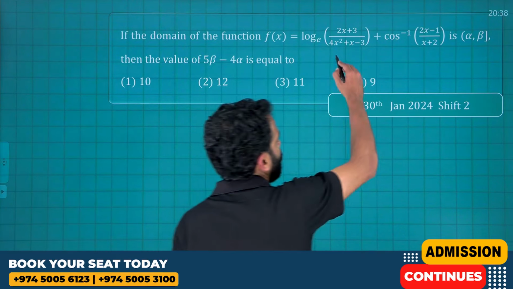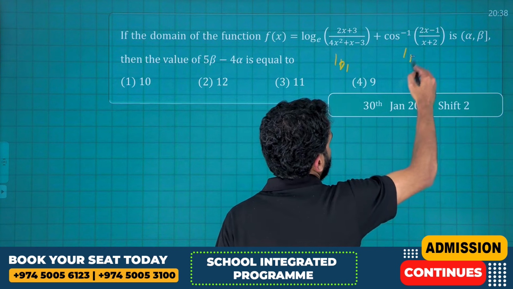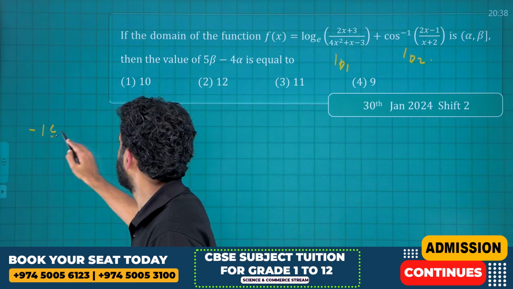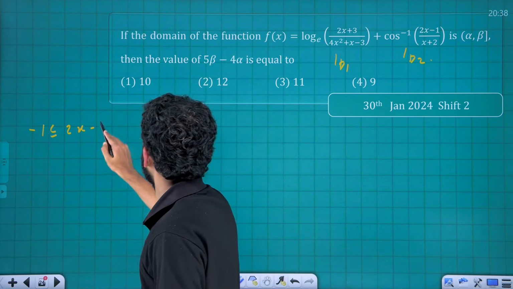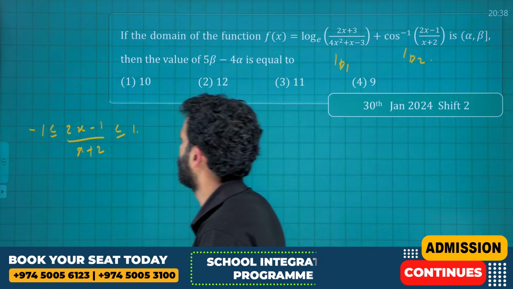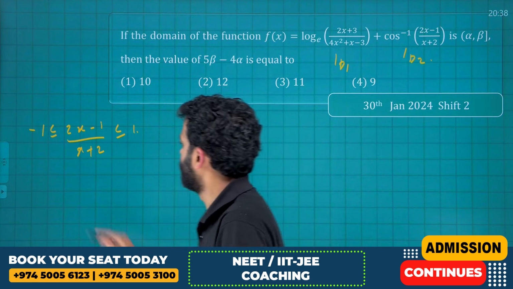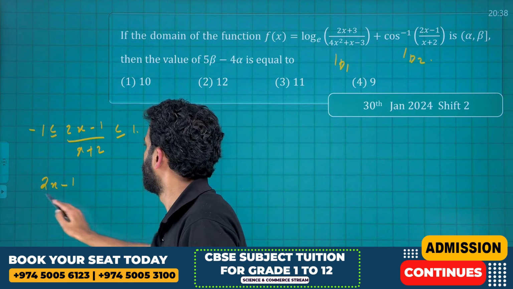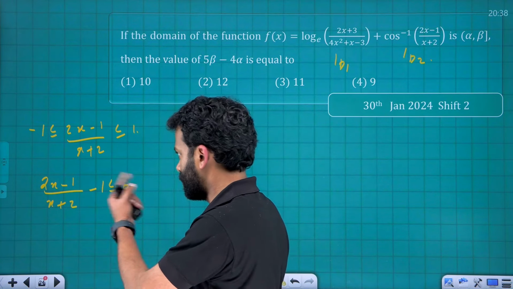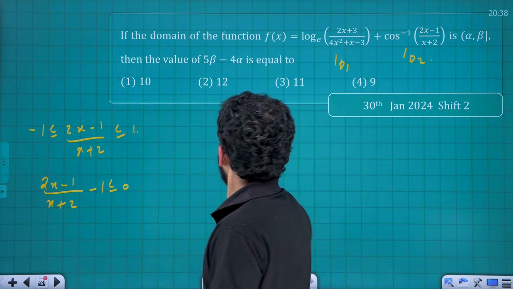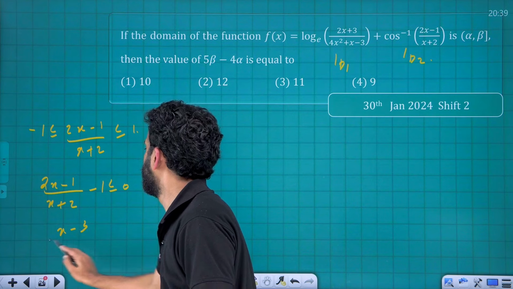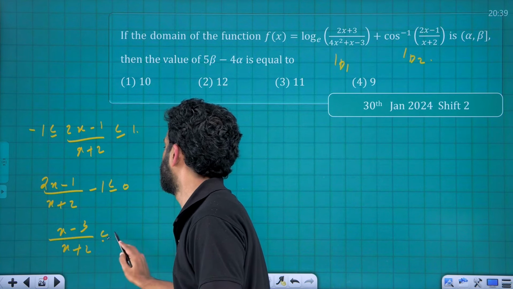See, we need to find this one and this one separately. Okay, we can formulate this one first. That is, minus 1 less than or equal to (2x minus 1) divided by (x plus 2) less than or equal to 1. Okay, that is (2x minus 1) divided by (x plus 2) minus 1 less than or equal to 0. So, subtracting, you will get (x minus 2 minus 3) divided by (x plus 2) less than or equal to 0.